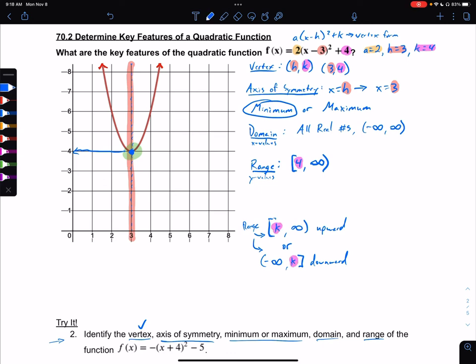All right, and that's it. Just be careful. There's no reason to get these wrong as long as you take your time and make sure you're matching up the right numbers and right values in the right places.